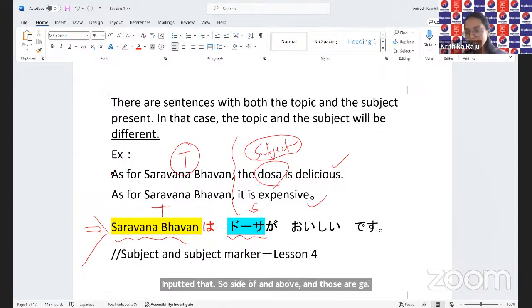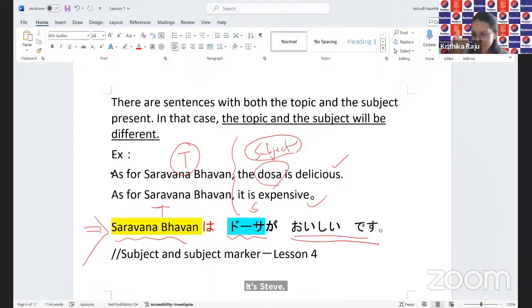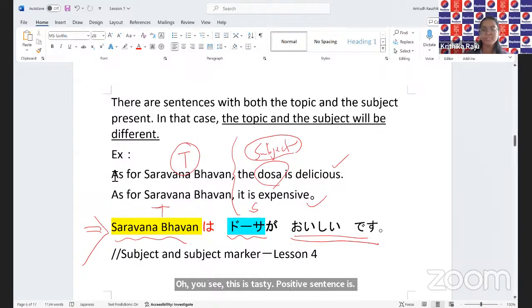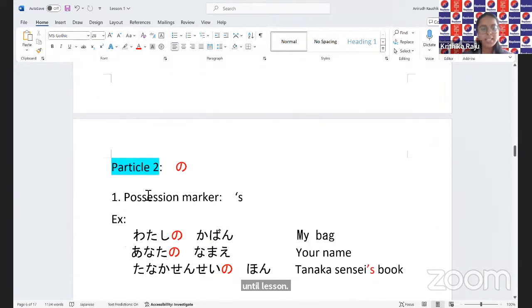What is oishi? Delicious. Remember? Delicious. So, oishi desu is tasty. Positive sentence. Is tasty. Anyway, we don't have to worry about this too much until lesson 4. This is just to explain to you. All right. Until lesson 4, you will be looking at sentences without subject. You'll only be looking at topic.